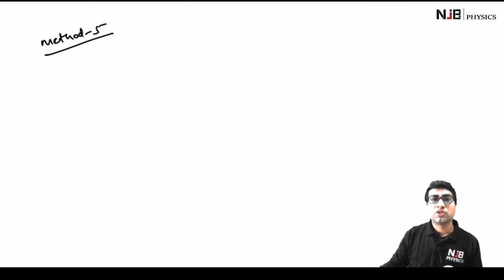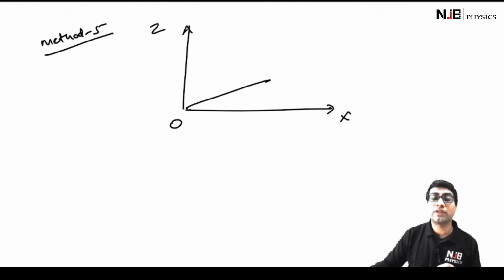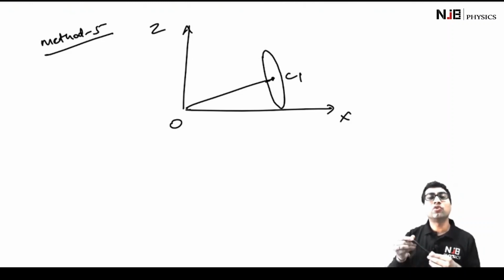So in this method, again, let's say this is your x-axis, this is your z-axis, this is your point O, and this is the axle about which the disk is rotating. So we are only considering the smaller disk, and this is the center of this smaller disk, which we refer to as C1. So we're just going to calculate the angular velocity of this C1 about the z-axis, which is going to be the same as the angular velocity of the center of mass.